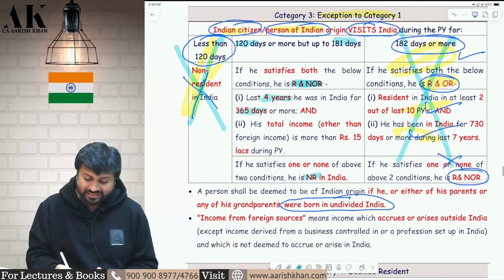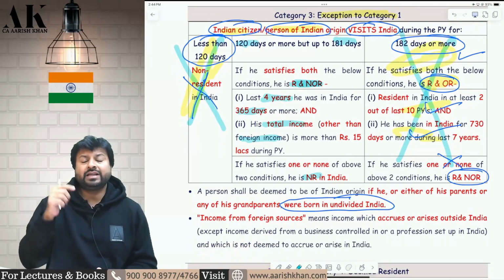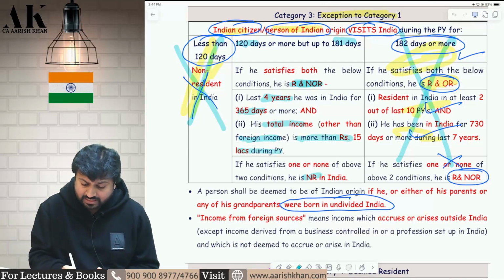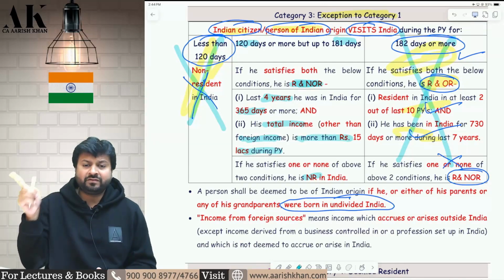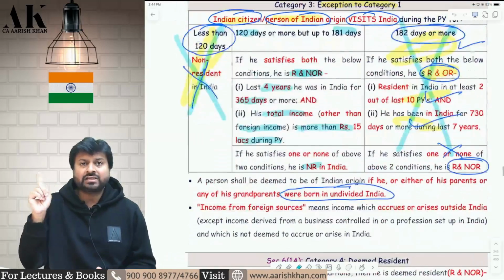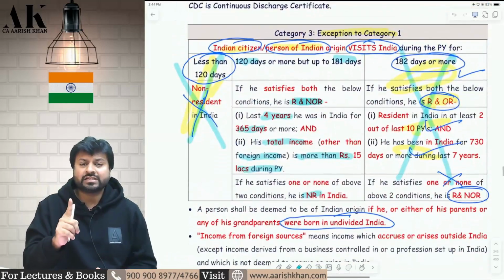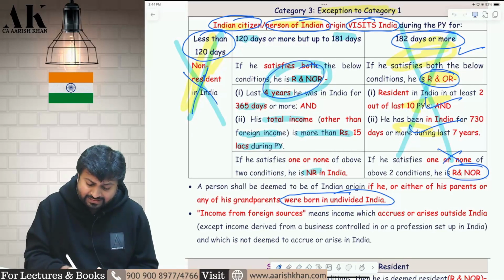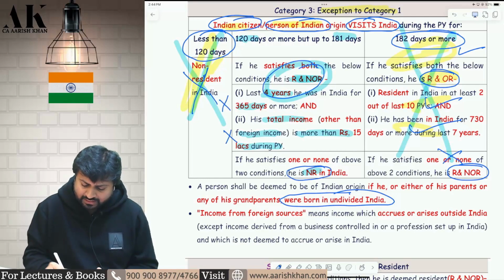And the total income other than foreign income, that means from Indian total income, should be more than 15 lakh rupees. If his Indian total income is more than 15 lakh rupees and out of the last 4 years he is staying in India for 365 days or more, then in that case he will be called as not ordinary resident. And if he violates any of the conditions, then he will be called as non-resident.